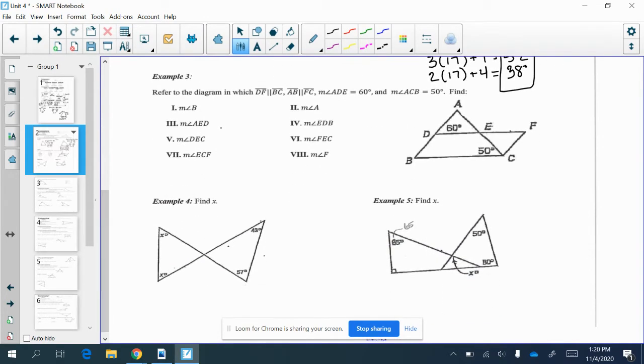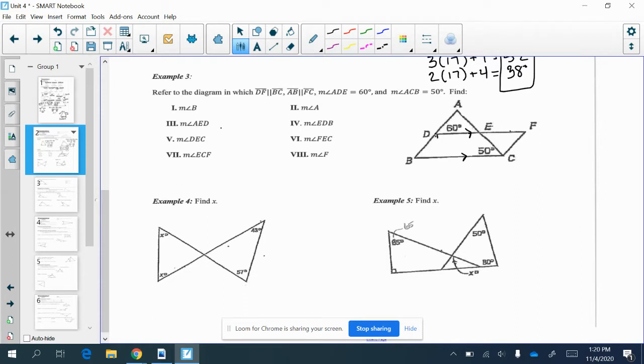All right, example 3, refer to the diagram in which segment DF is parallel to segment BC, segment AB is parallel to segment FC, measure of angle ADE is equal to 60, and measure of angle ACB is 50 degrees. Find a bunch of different things here. So these are kind of like puzzles that you have to piece together a little bit. So first they're telling us that segment DF is parallel to BC.